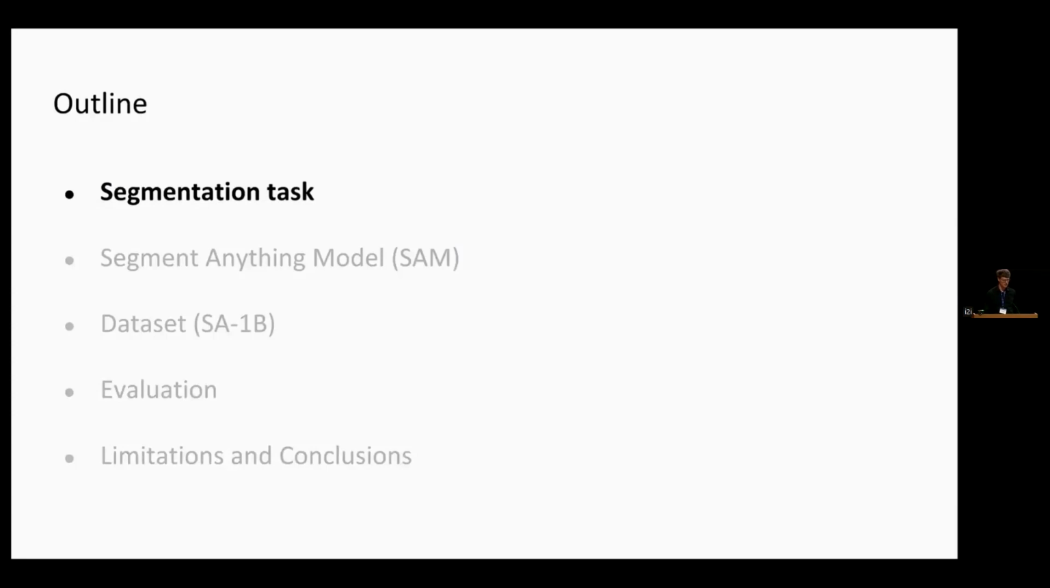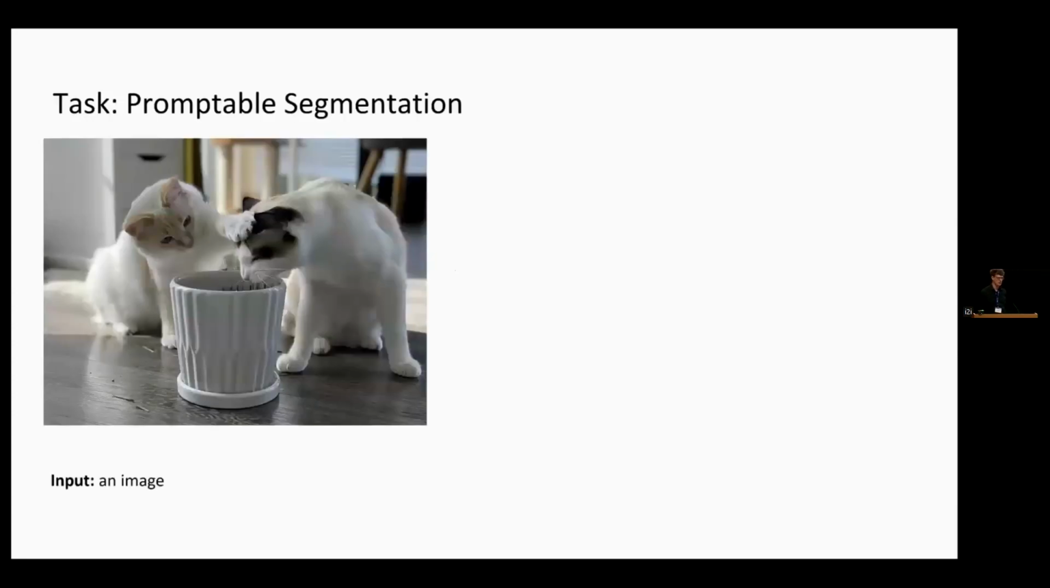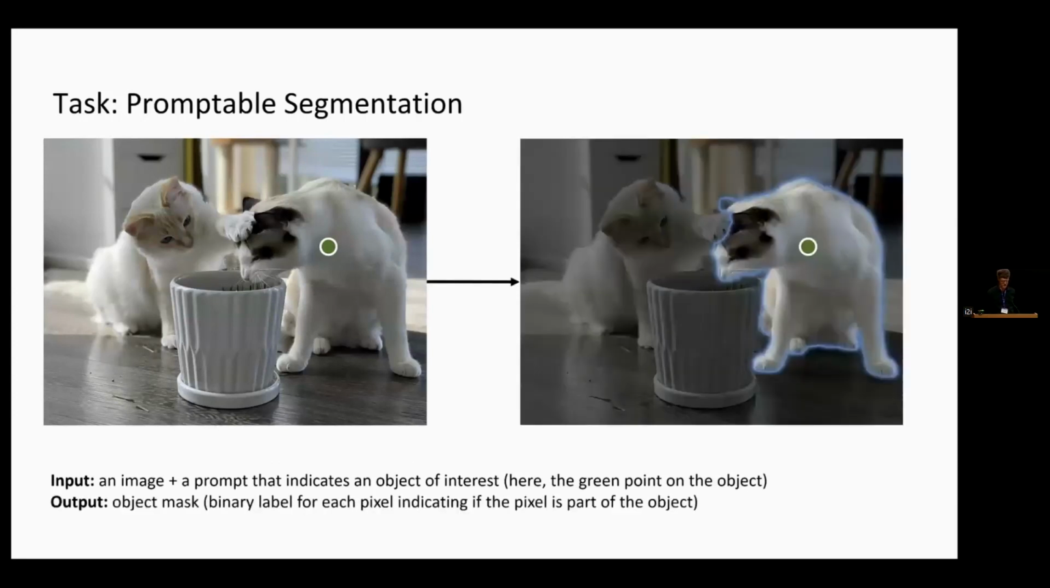Starting with the task, what do I mean by promptable segmentation? If we take an input image, such as these cats, and I add some prompt that indicates the object that we want, in this case one point on the cat, indicated by this green dot, the goal is to find all the pixels that are associated with the cat. The output should be an object mask, a binary label on each pixel that says this is part of the cat or it is not part of the cat. On the right-hand side here, all the bright pixels have been determined by the model to be part of the cat, and all of the dark pixels have been determined to be not part of the cat.